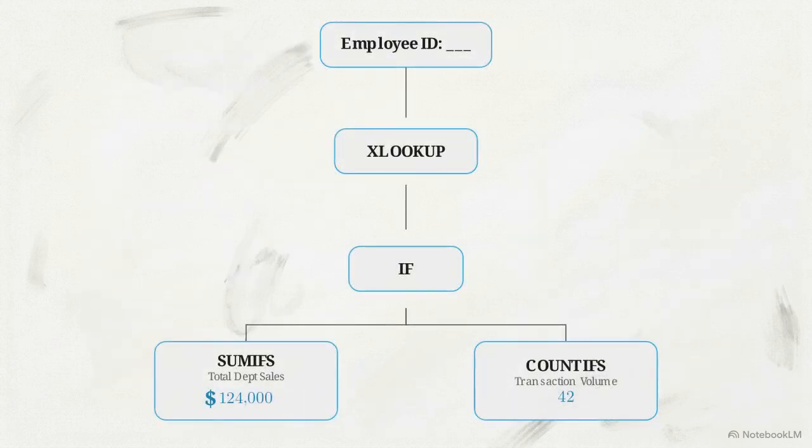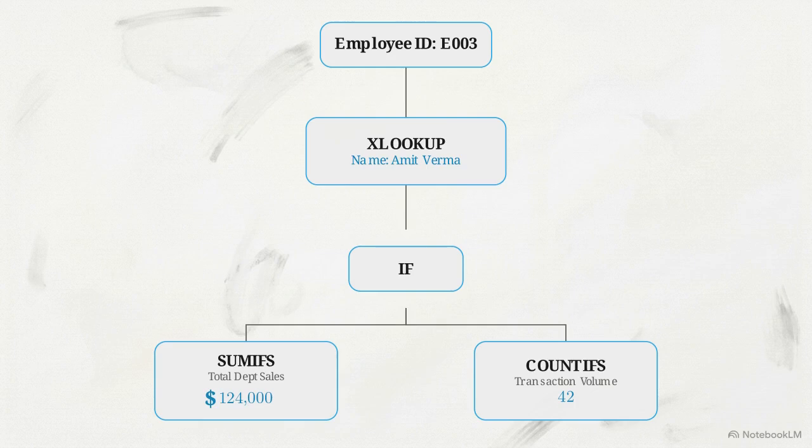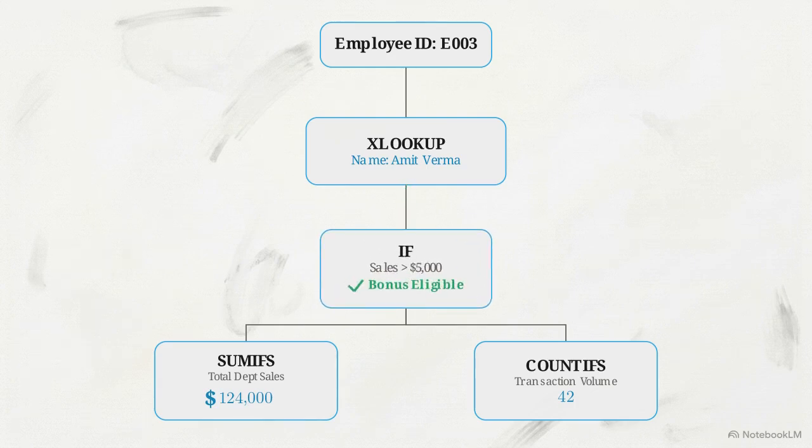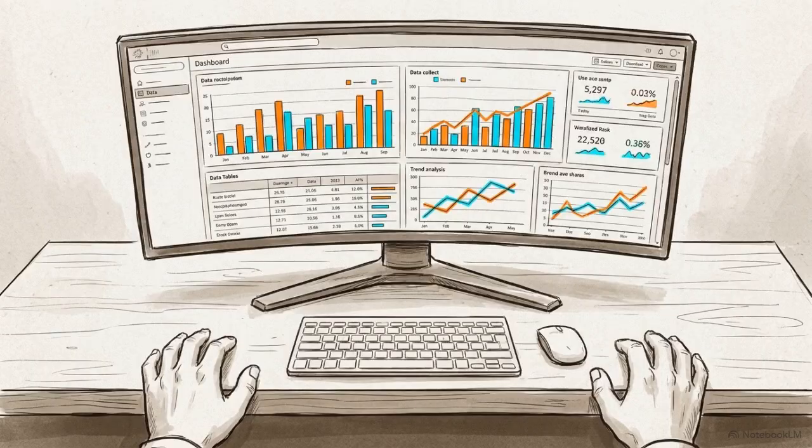When you connect these functions, you create a cascade. Alter a single employee ID at the top and watch XLOOKUP pull the new profile. IF evaluates the new bonus, and your SUMIFS and COUNTIFS instantly adjust the final totals, all without a single manual keystroke. You have moved from manually inputting data to orchestrating it.